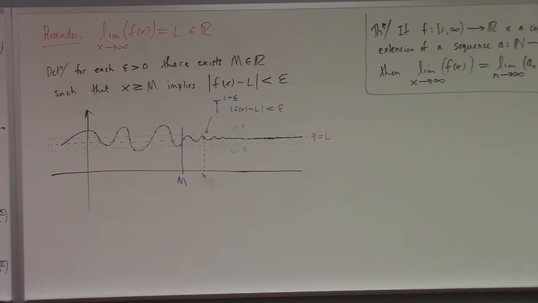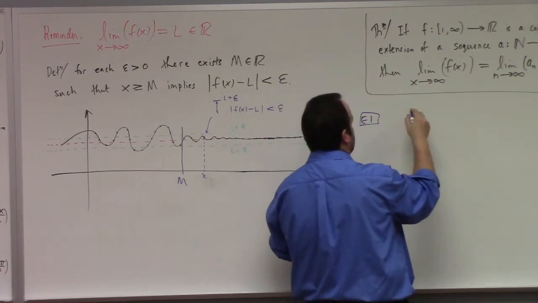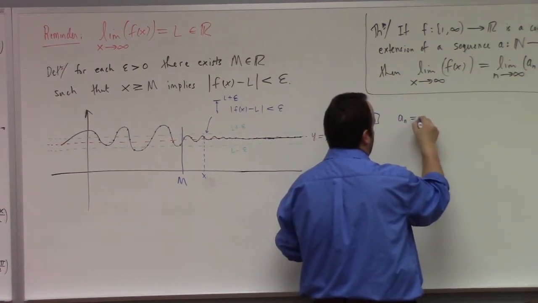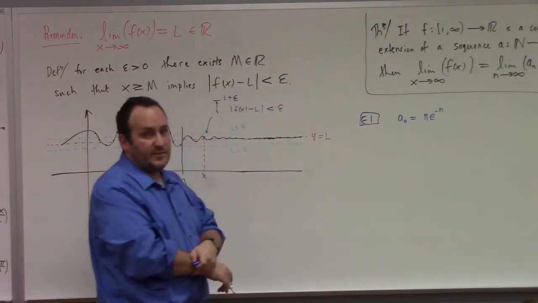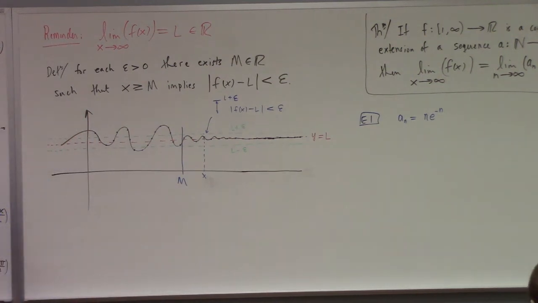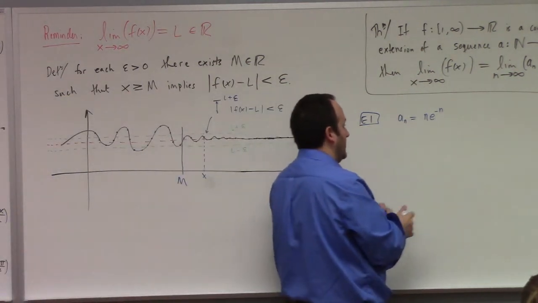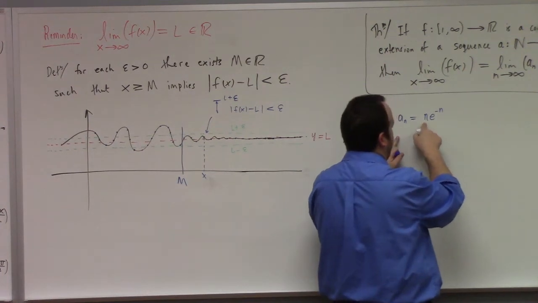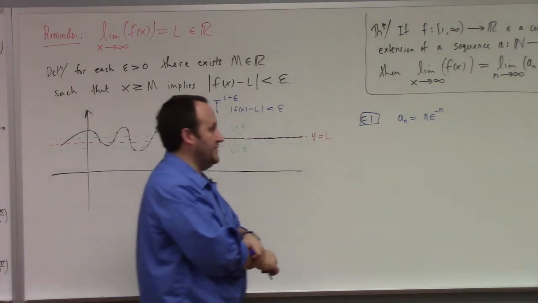So why do we care about this continuous extension of sequences? How about this? If we have a sub n equal to n e to the minus n, what's the limit as n goes to infinity of this? As n goes to infinity, we're looking at what type? Infinity times 0, right?